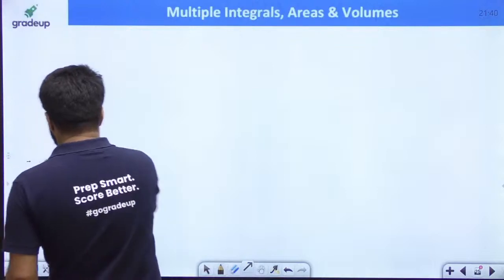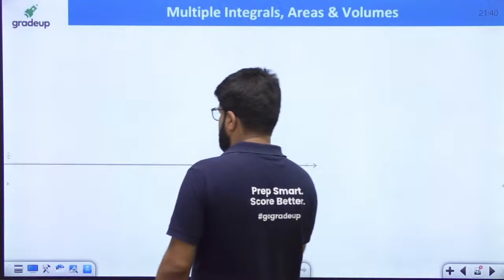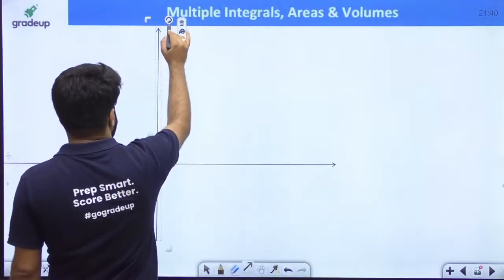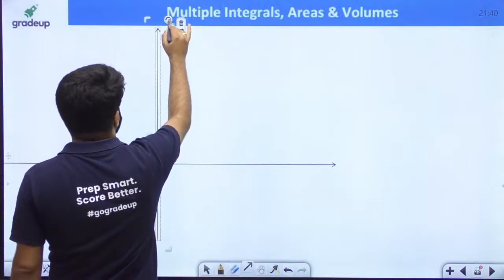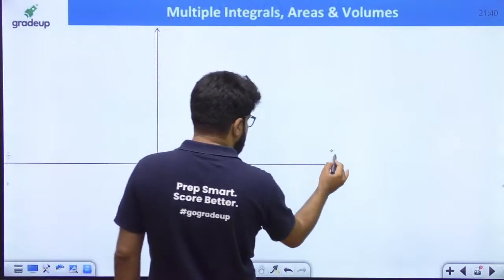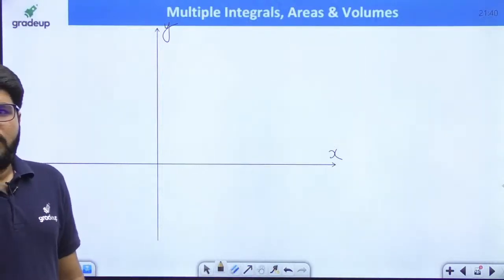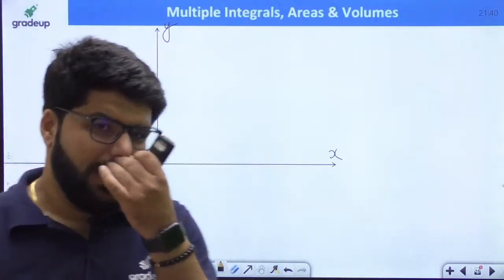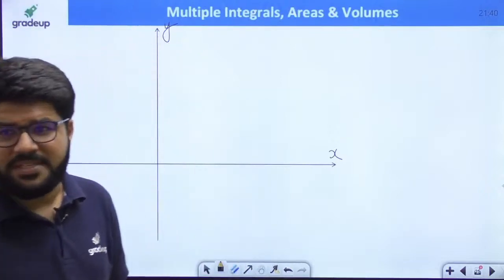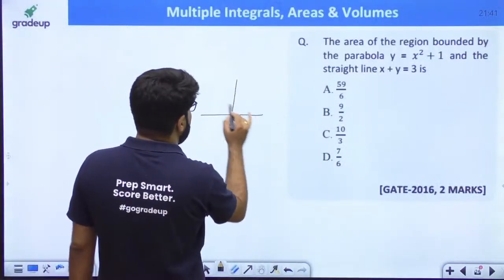y equal to x square plus 1 is the parabola to be taken. And, any name, f1, f2, whichever is the upper one, we take upper minus lower function, be simple like that. Okay, so I want to take the parabola y equal to x square plus 1.